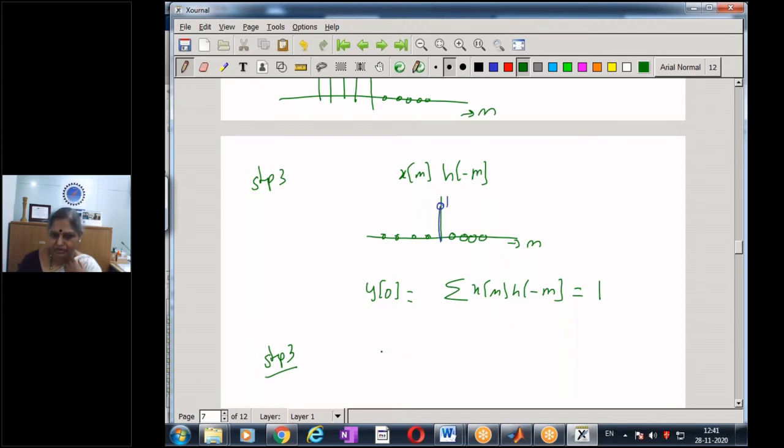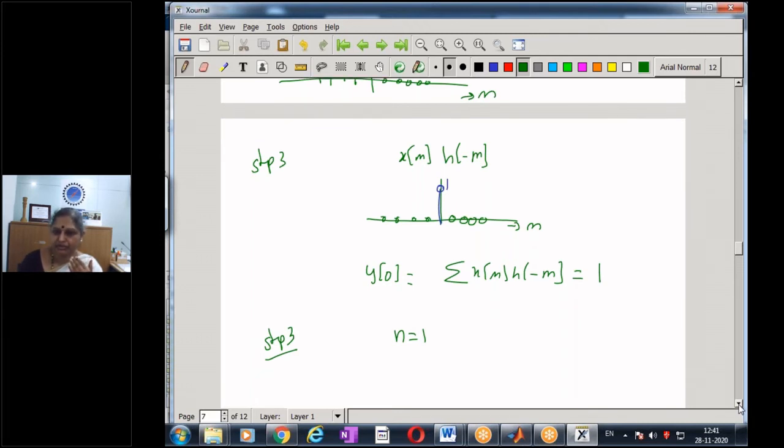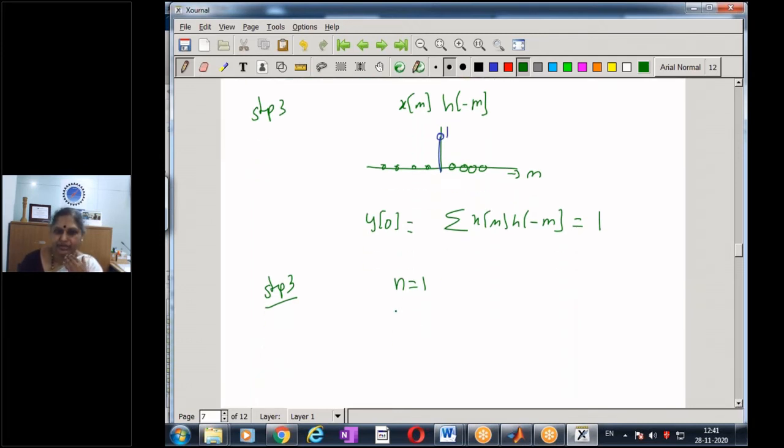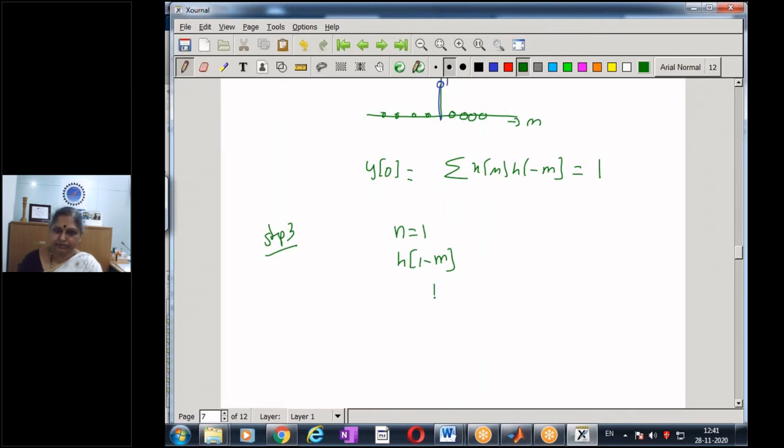Say I want to compute y of 1. So I put n equal to 1 in the convolution sum, and I need to compute the product of x of m with h of 1 minus m. So let me now sketch h of 1 minus m. What is h of 1 minus m? It is a right shift of h of minus m by 1, because it's 1 minus m. So when I do a right shift of h of minus m by 1, this is what I get, a value being 1.